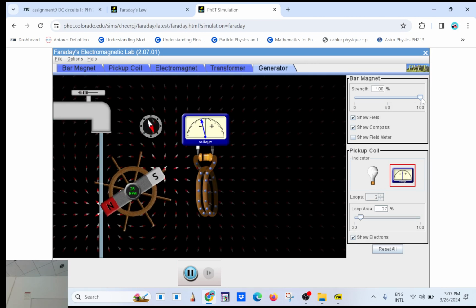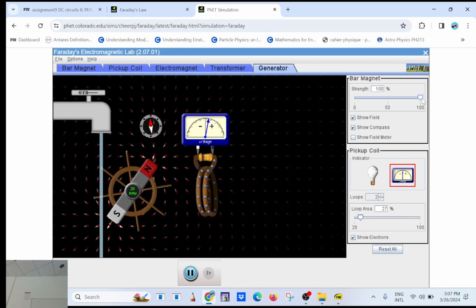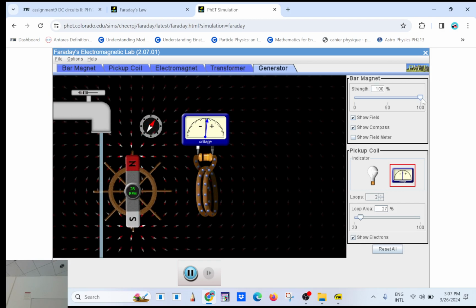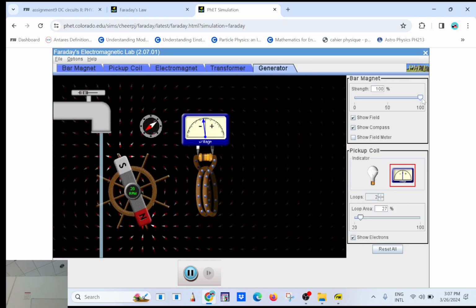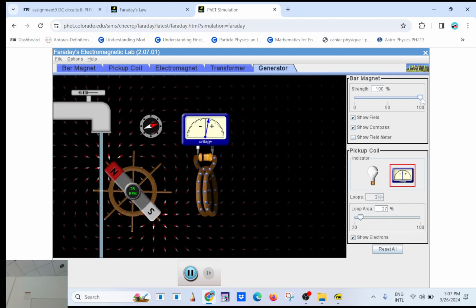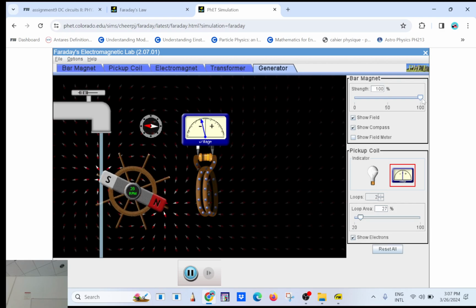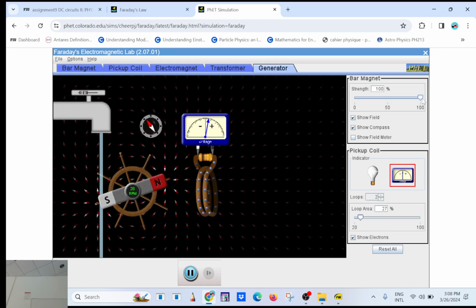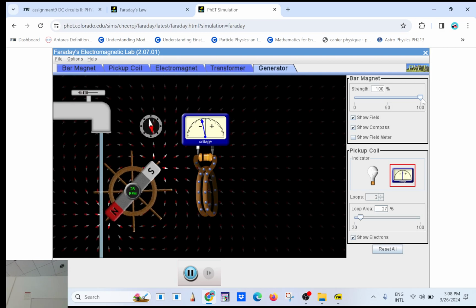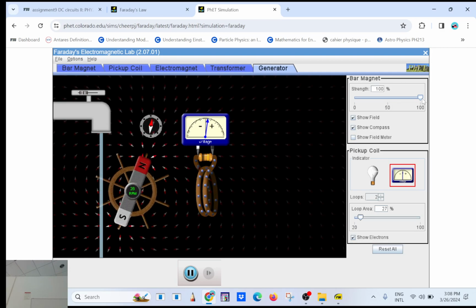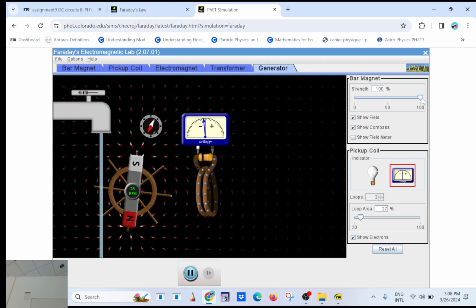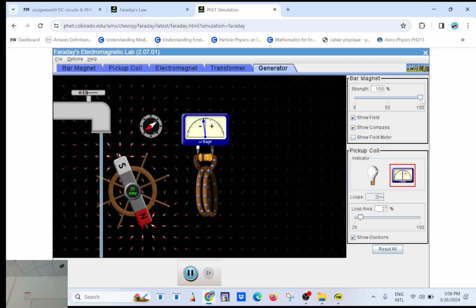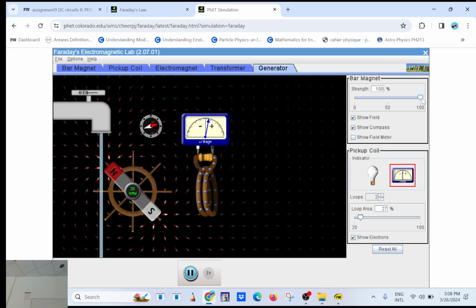So as you increase the number of loops, you're going to increase the induced voltage, so you're going to increase the current. The EMF will depend on the number of loops. It will depend on the area as well. And it will depend on how fast the change happens, how fast the number of magnetic field lines poking through this area changes with time.